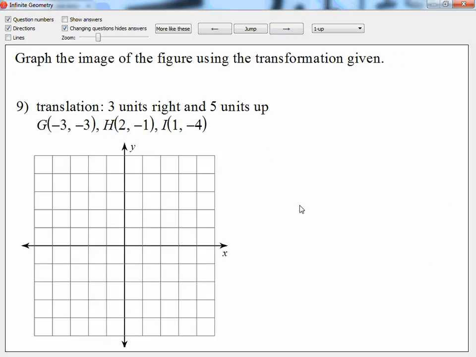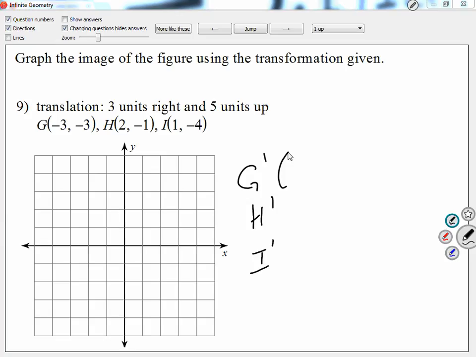I know you guys have space to the right of each graph. To the right of it, you guys have plenty of space. So it says graph the image of the figure using the transformations given. Translation 3 units to the right and 5 units up. So one thing we can do, we can plot those points in there, and then move everything 3 units to the right and 5 units up. Or what else we can do? We can also find the prime points. What I mean with the prime points, I'm looking at G prime, H prime, and I prime.